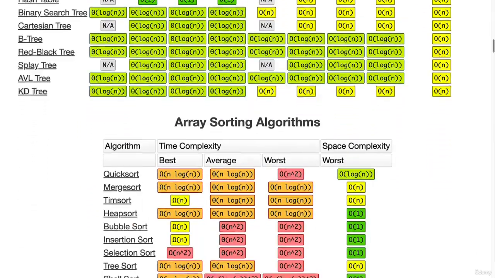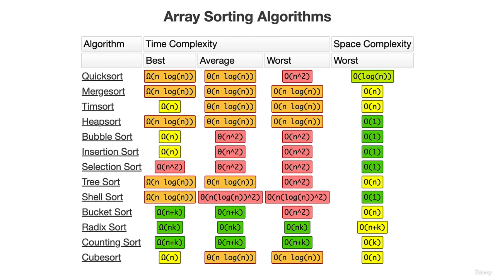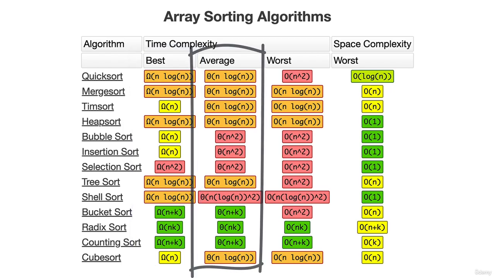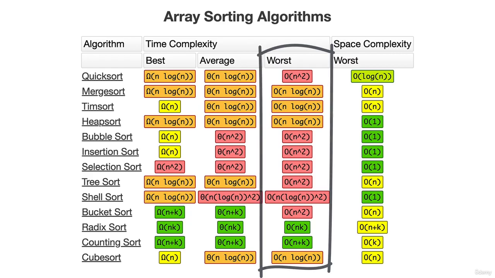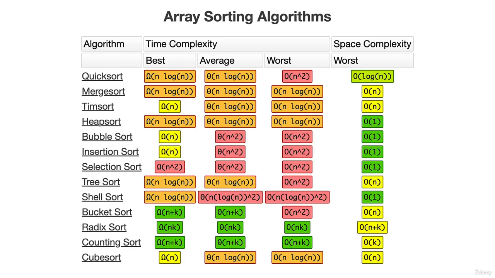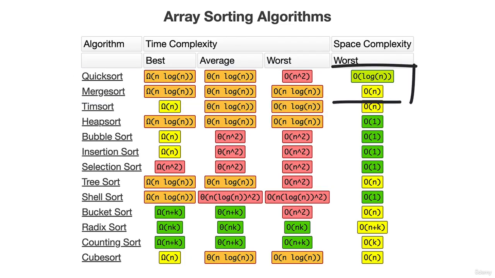So then if we scroll again, you have array sorting algorithms. And this has best with omega, average theta, worst O for time complexity. And then the space complexities are all over the place. And this is where we will talk about space complexity. And one of the things that's interesting is quicksort and merge sort up here at the top. For the most part is O of n times log n. But the space complexity is not the best.